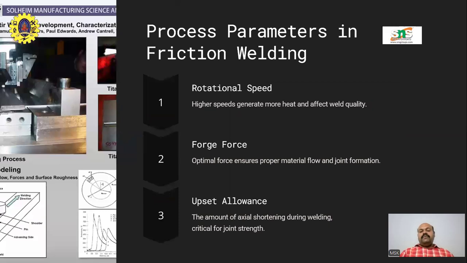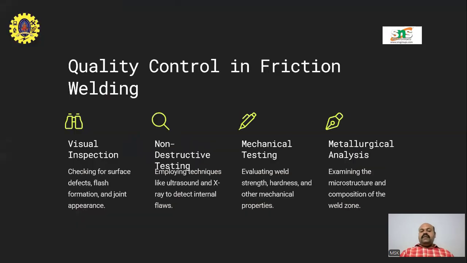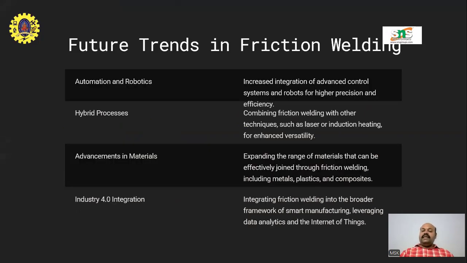These are the process parameters in friction welding: rotational speed, forging force, and upset allowance. And we usually go for visual inspection, non-destructive testing, mechanical testing, and metallurgical analysis.